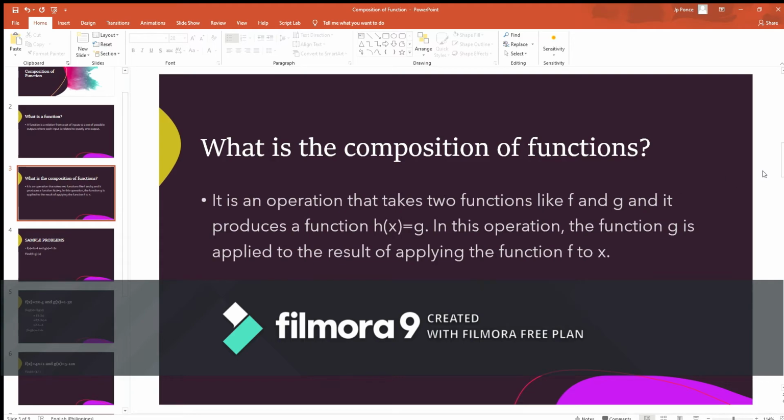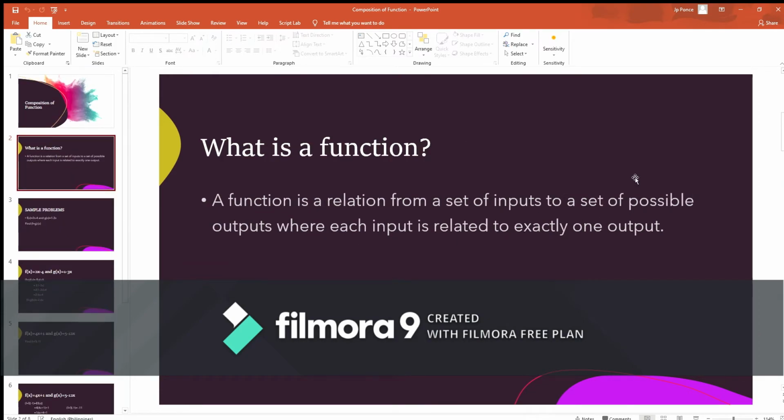So, what is the composition of functions? A composition of functions is essentially something that takes two functions like f and g, and it produces a function like h of x is equal to g of f of x. In this operation, the resulting function is applied to the result of applying the function f to x. So you basically combine two different functions. That's all it is. So let's move on to the sample problem.